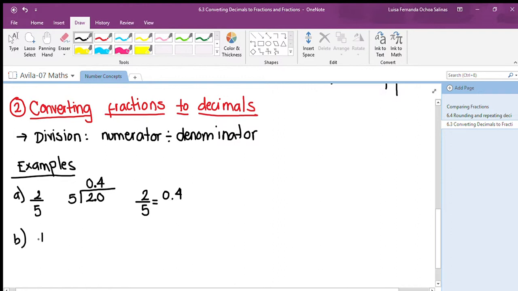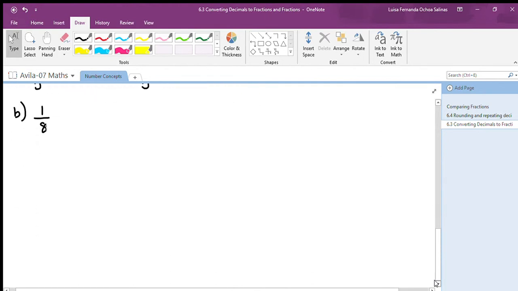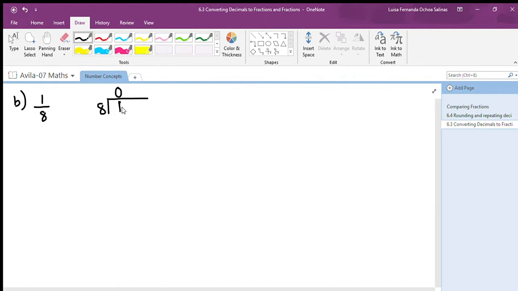So if I have 1/8, let's do the division. 1 divided by 8. How many times 8 goes into 1? 0. So I do my decimal point. I put my decimal point underneath. I put 0. How many times 8 goes into 10? It goes once. And I have a remainder of 2.